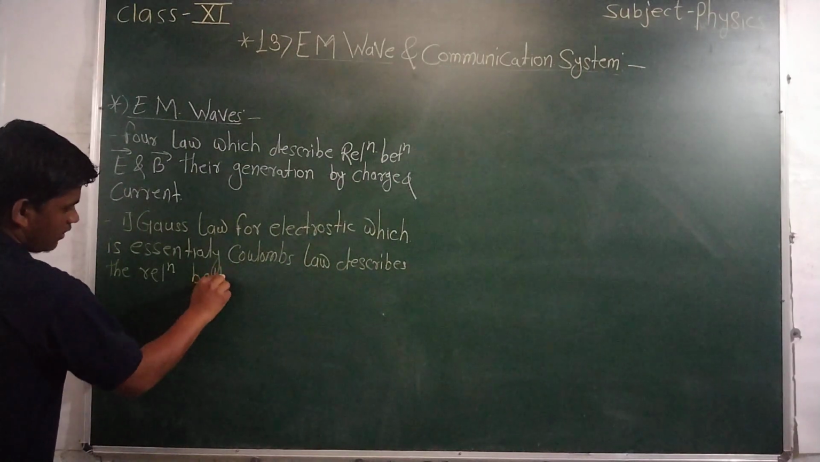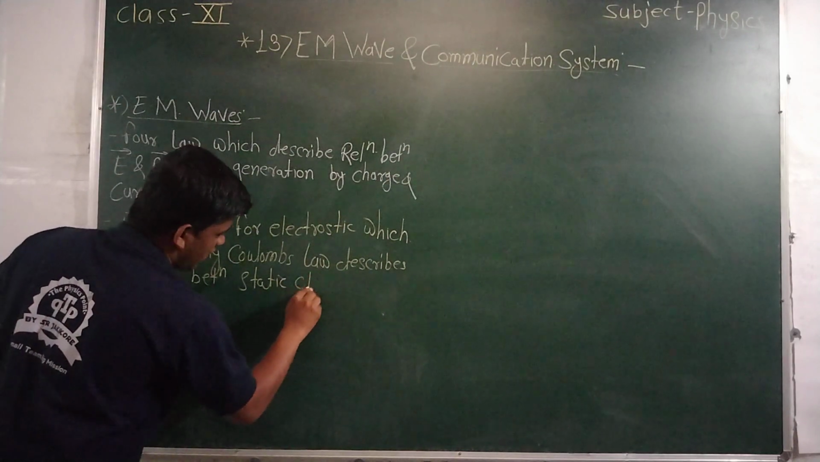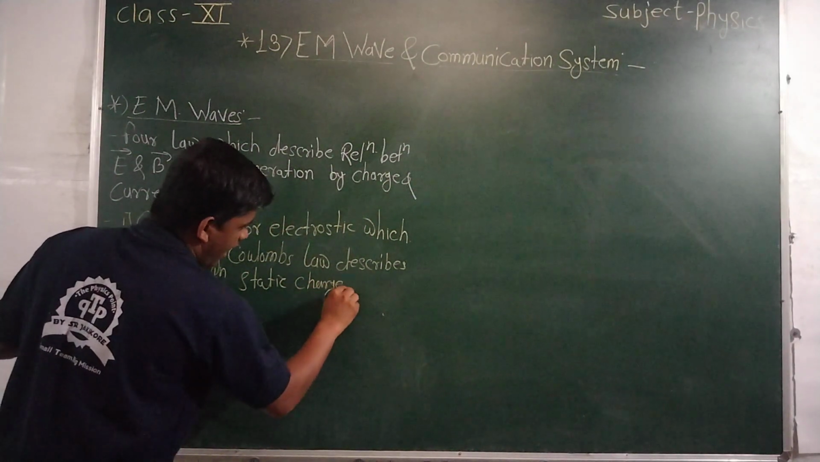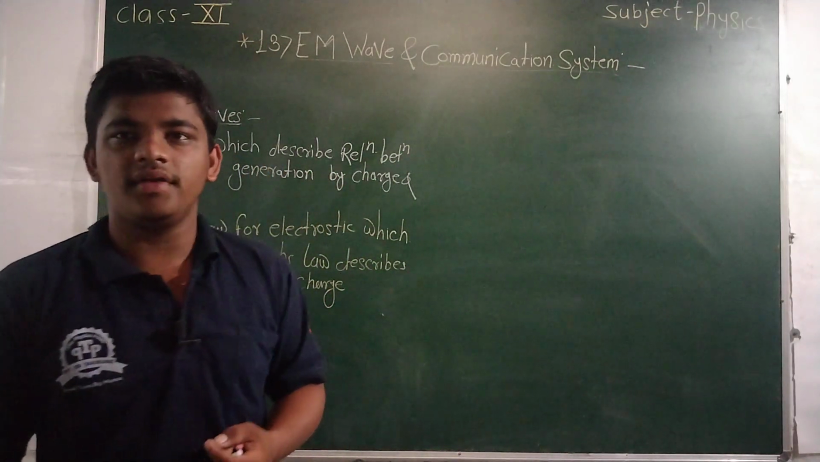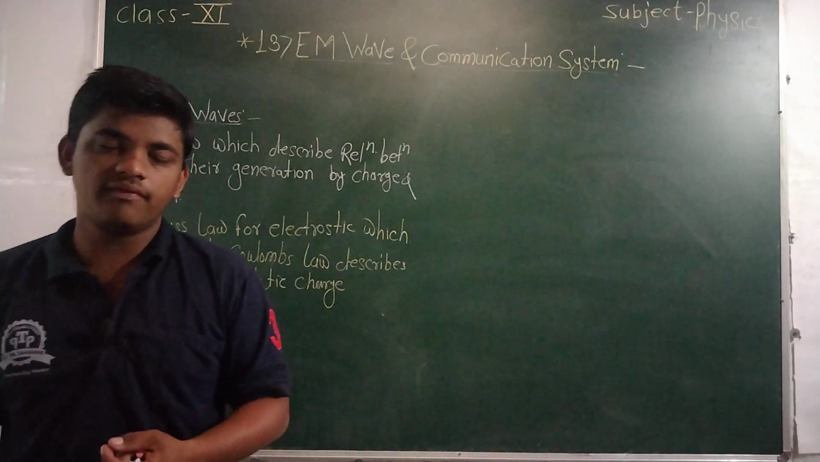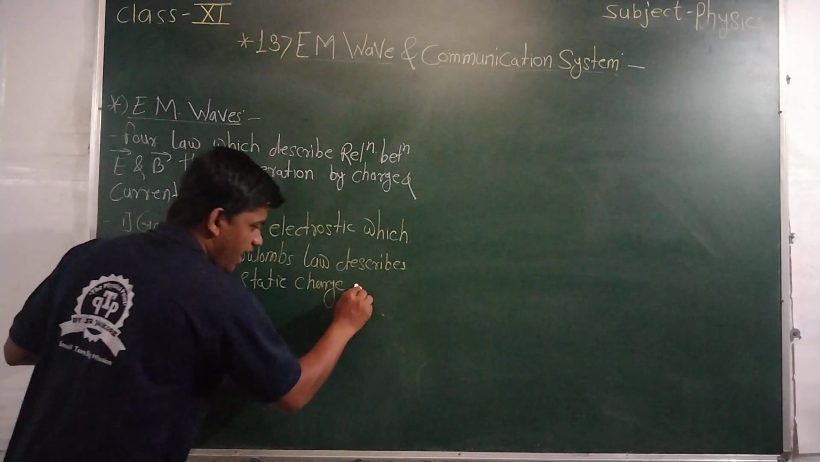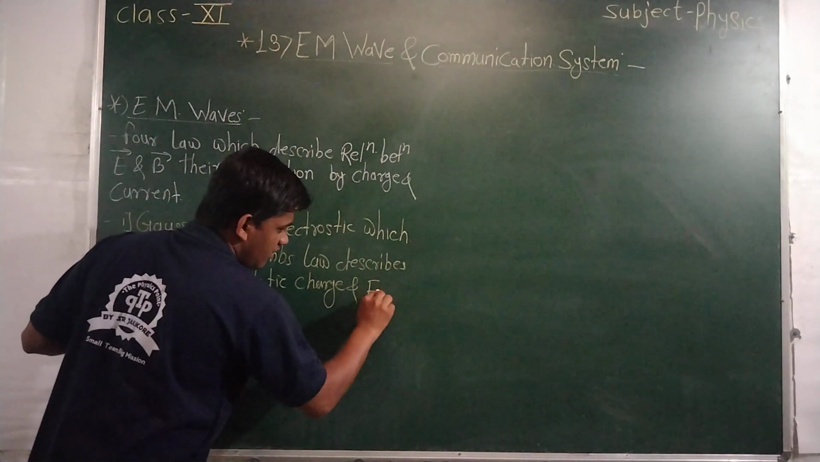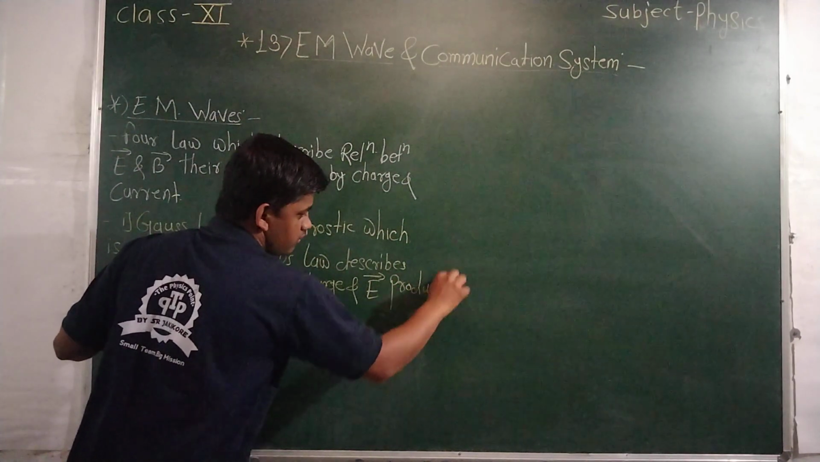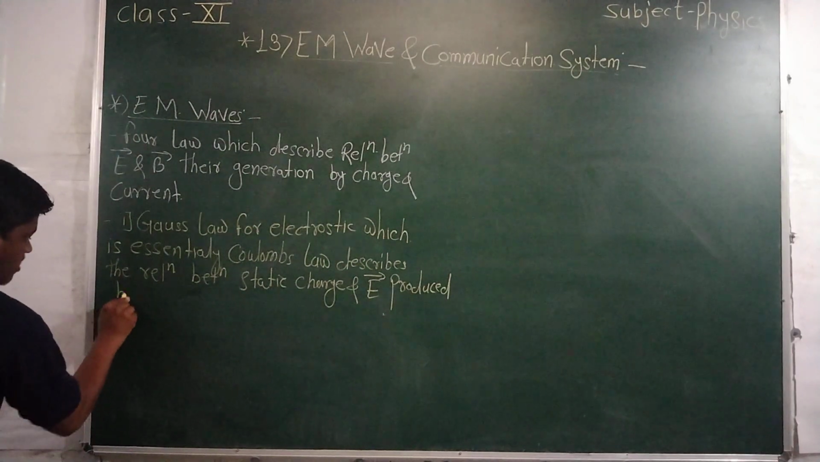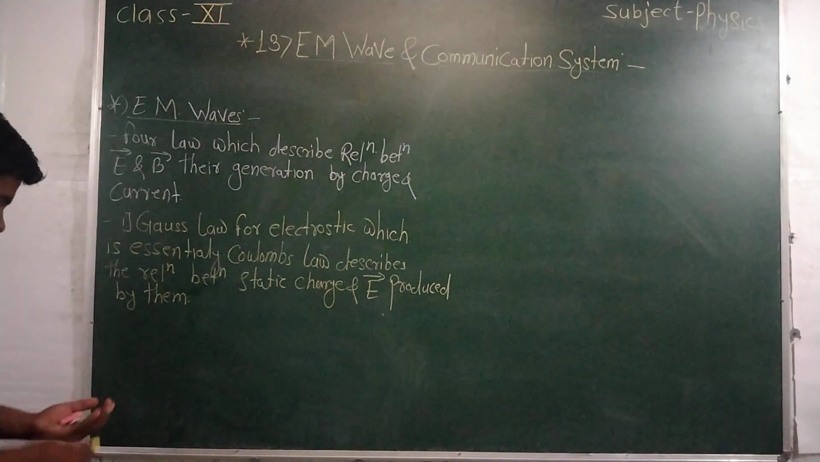It describes the relationship between static charge and the electric field, E bar, produced by these charges. This is the first law, Gauss law of electrostatics.